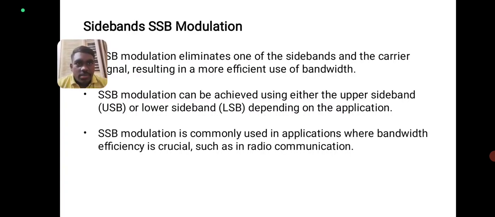SSB modulation eliminates one of the sidebands of the carrier signal, resulting in more efficient use of bandwidth. SSB modulation can be achieved using either the upper sideband or the lower sideband, depending on the application. SSB modulation is commonly used in applications where bandwidth efficiency is crucial, such as radio communication.